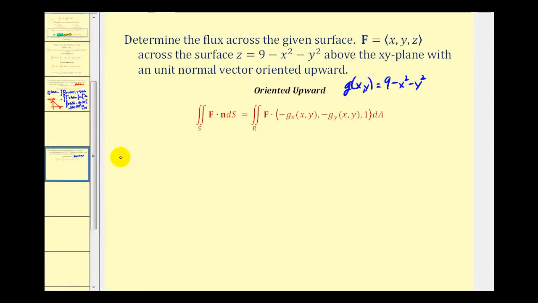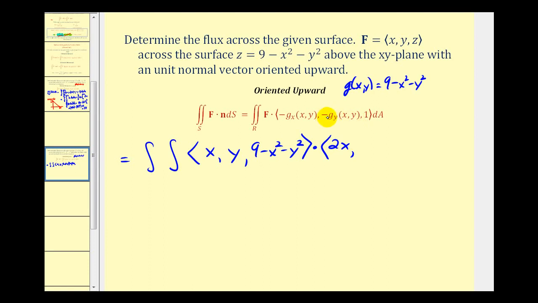So our surface integral is going to be equal to the double integral over the region R of this dot product. For F, we're going to have x, y, and then for z, we're going to replace that with 9 minus x squared minus y squared. Everything needs to be in terms of x and y. We'll dot this with the opposite of the partial derivative of g with respect to x. The partial derivative would be negative 2x, and the opposite of that would be positive 2x. And then the partial derivative of g with respect to y would be negative 2y, and we'll take the opposite of that, which is 2y, and the z component will be 1, dA.